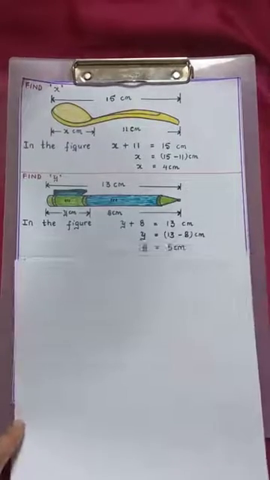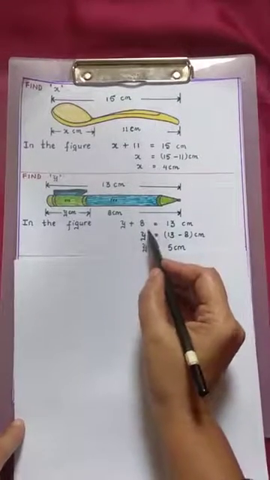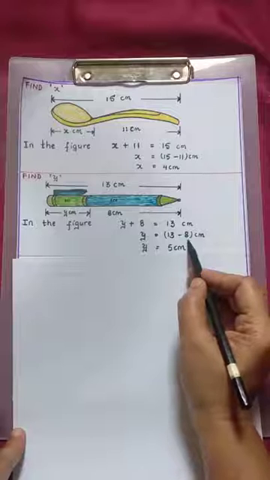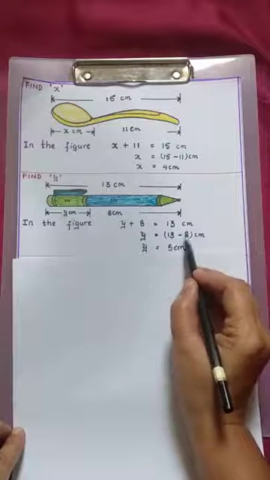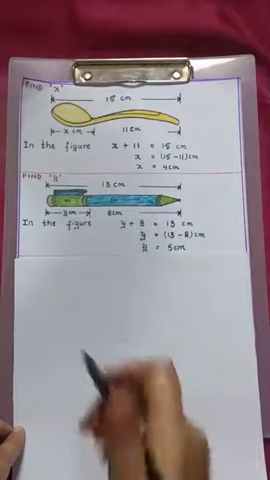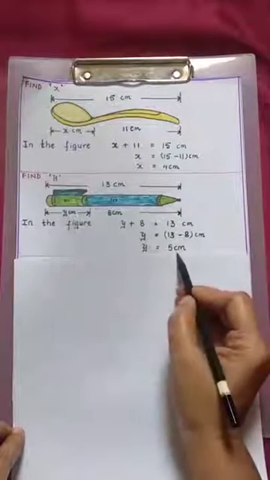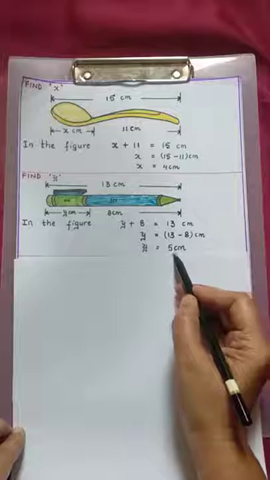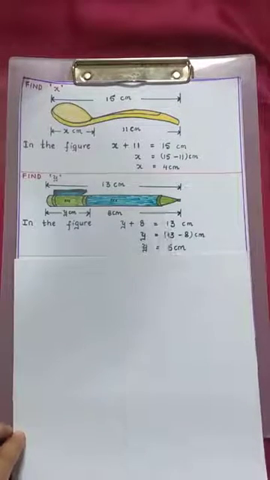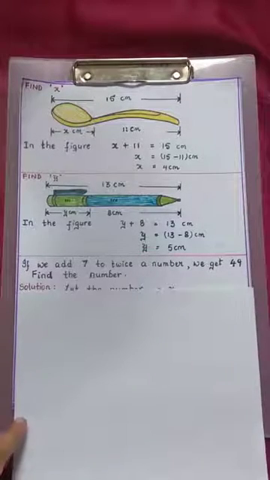Now let us solve the equation here. Now this is plus 8. When you transpose to the right side, it becomes minus 8. So y is equal to 13 minus 8, which is 5 centimeters. So the unknown length y is equal to 5 centimeters. If you want to check, substitute 5 in place of y. 5 plus 8, which is 13 centimeters.